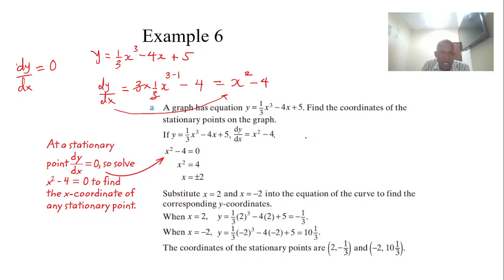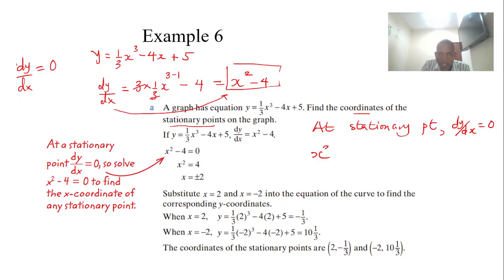But don't forget, it says find the coordinates of the stationary point. At a stationary point, what should be the value of your dy over dx? 0. So your dy over dx has to be equal to 0. For that reason, I'm going to equate the answer I got here to 0. So I have x squared minus 4 is equal to 0.